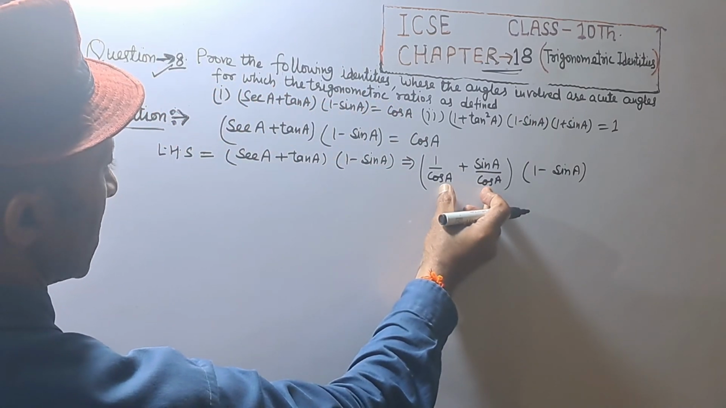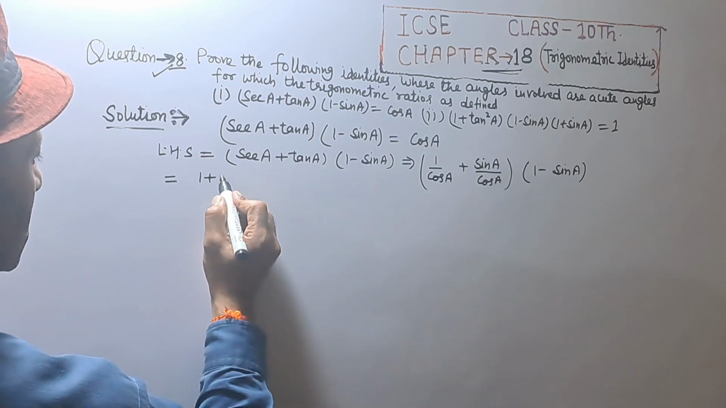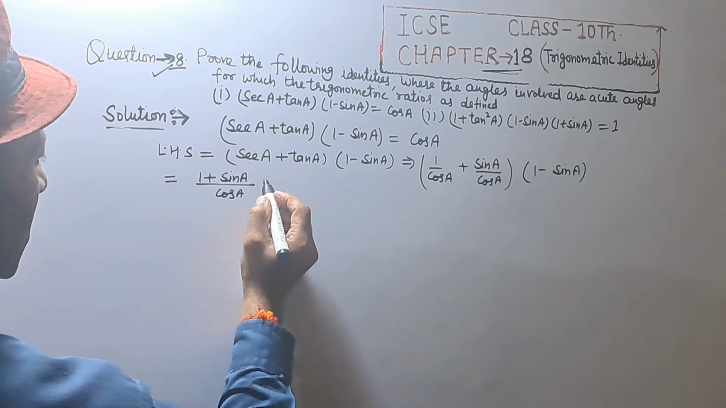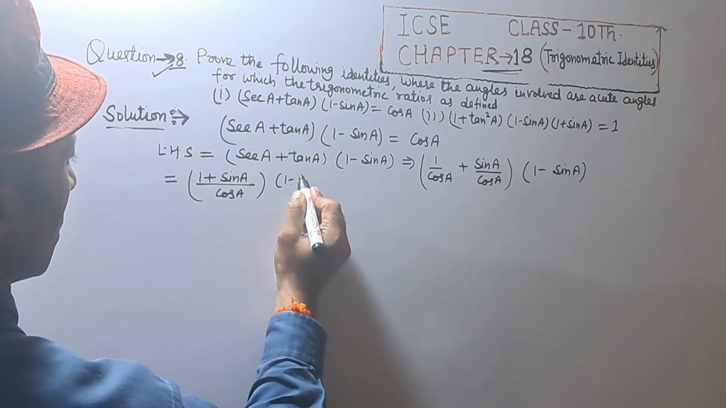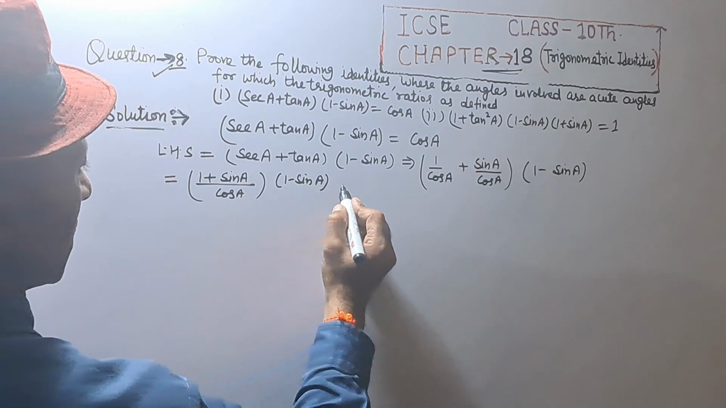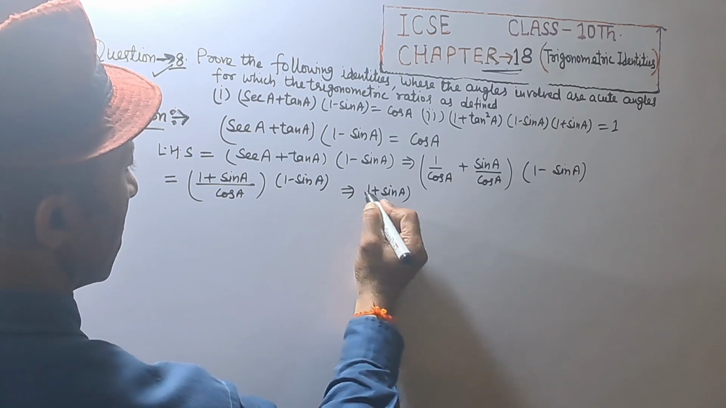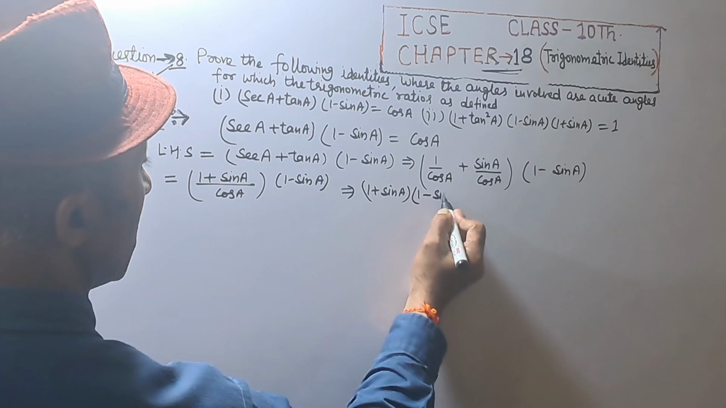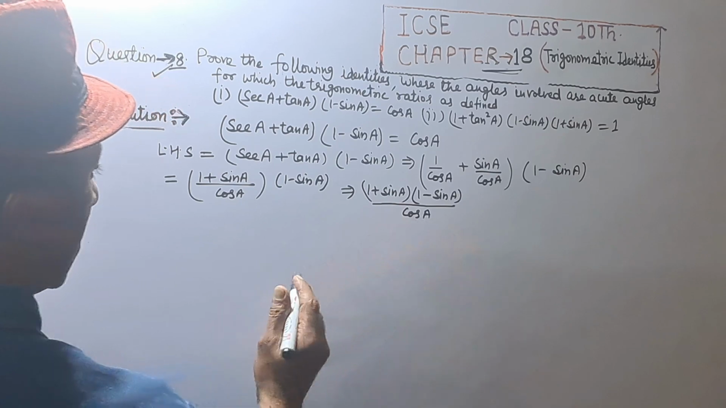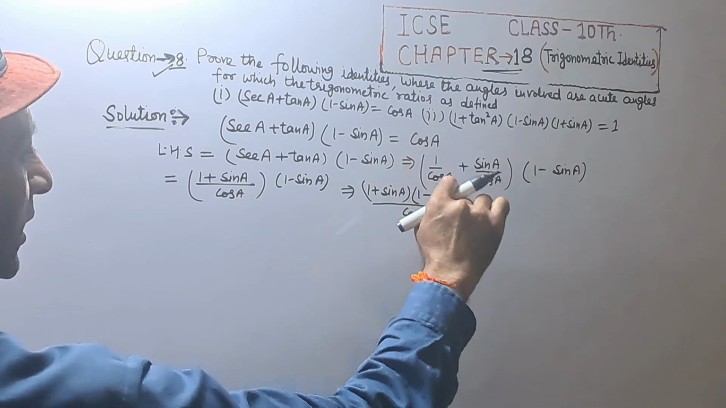LCM is cos A, so the numerator is 1 plus sin A, upon cos A, into 1 minus sin A, which implies (1 plus sin A) into (1 minus sin A) divided by cos A. A plus B into A minus B is equal to A square minus B square.